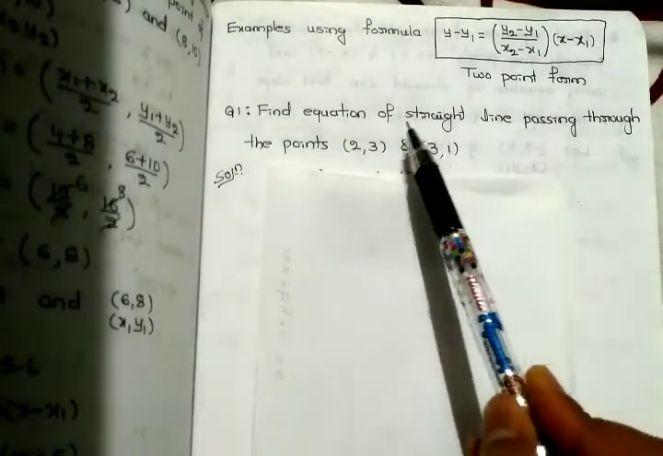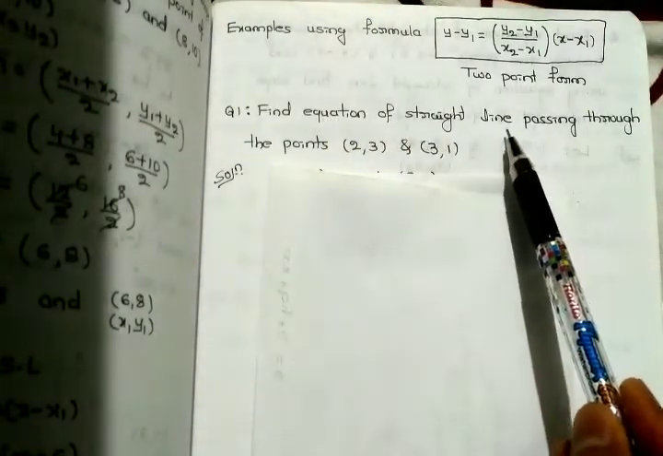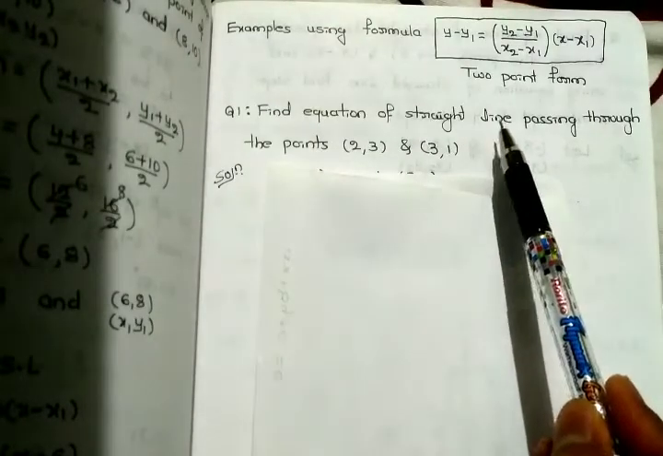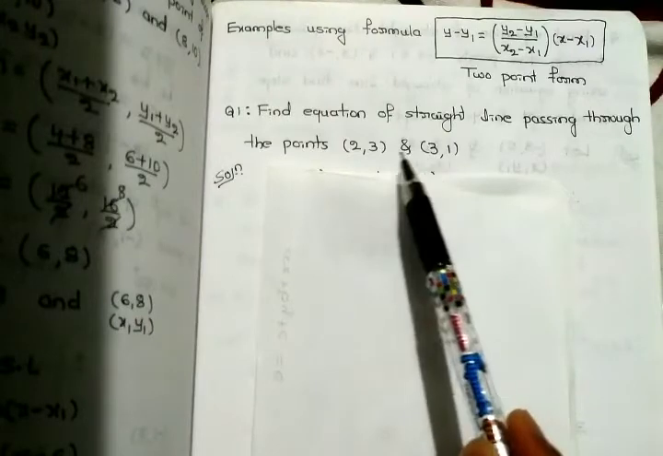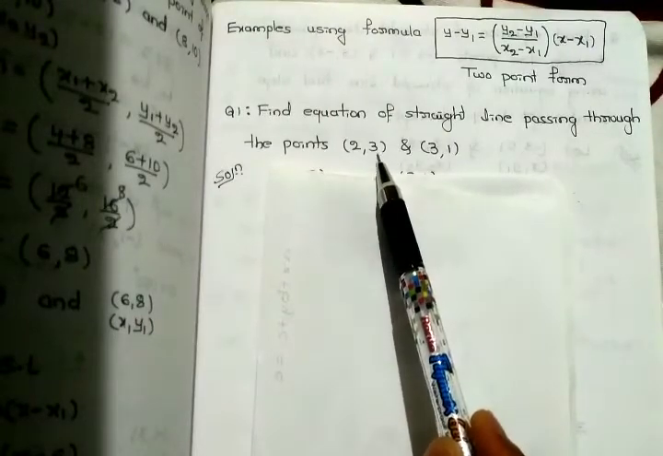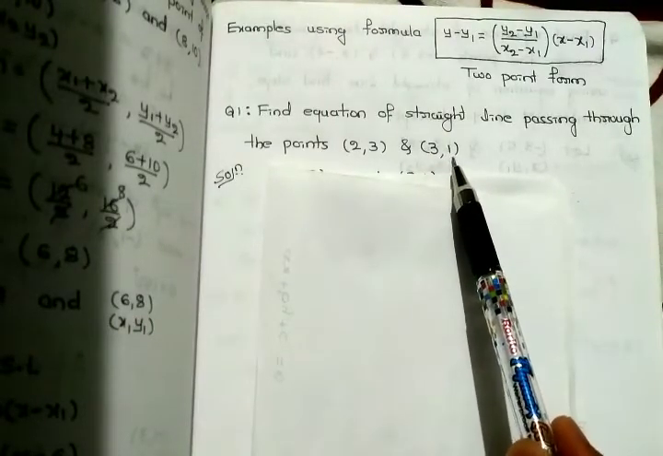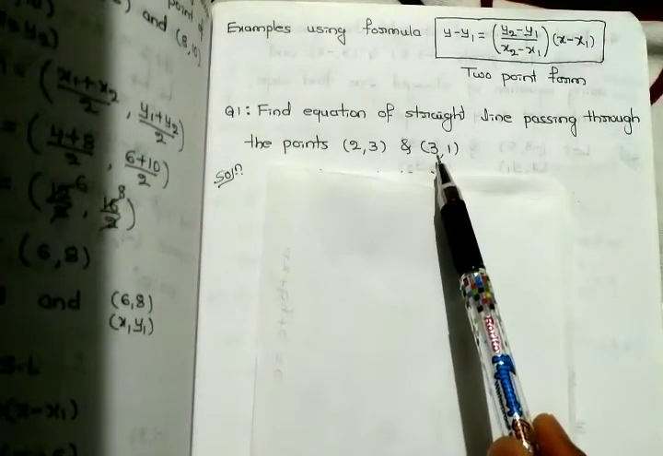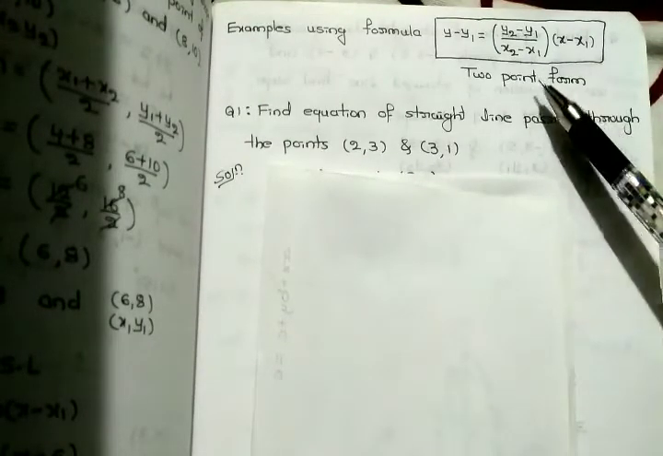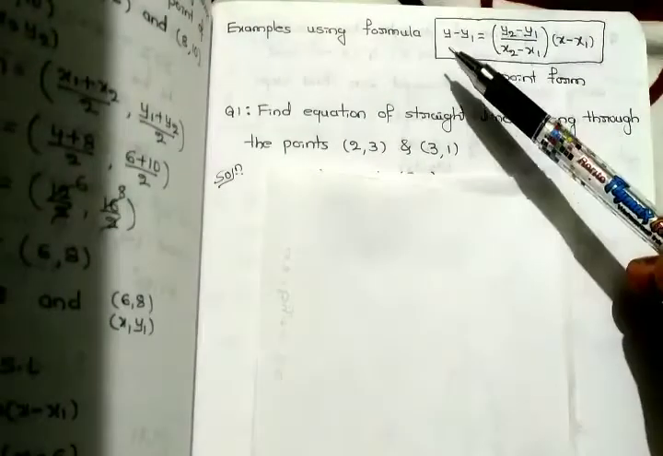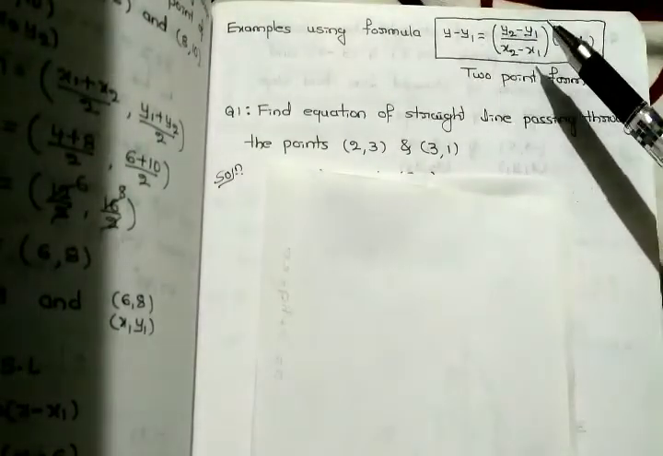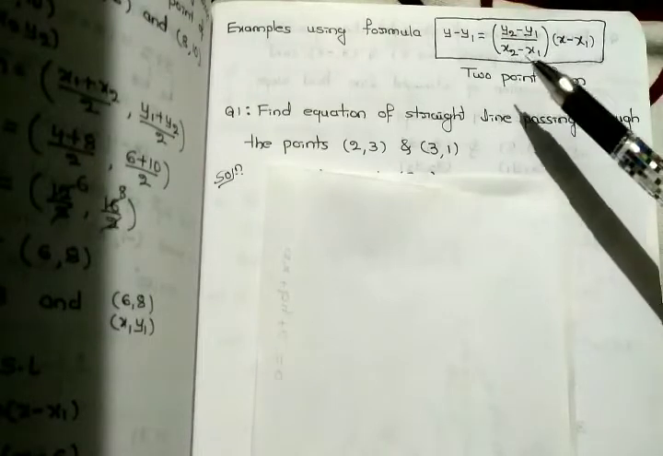In this example, you need to find out the equation of what? Straight line. But what are the given values? Here 2 points are given. x1, y1 is given and x2, y2 is given. You know, when 2 points are given, which formula do you have to apply? The 2-point formula you need to apply. That is y minus y1 is equal to (y2 minus y1) upon (x2 minus x1) into bracket x minus x1.